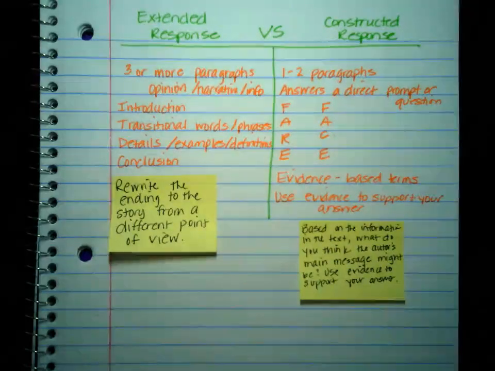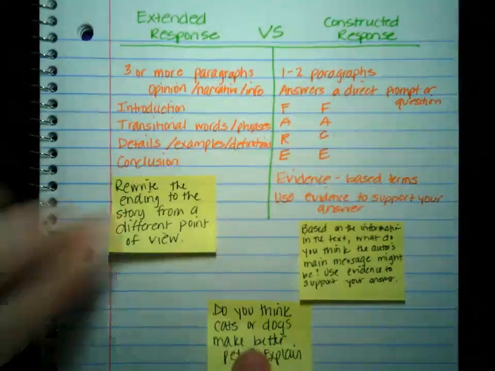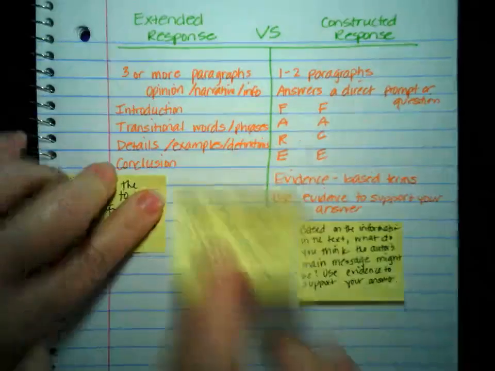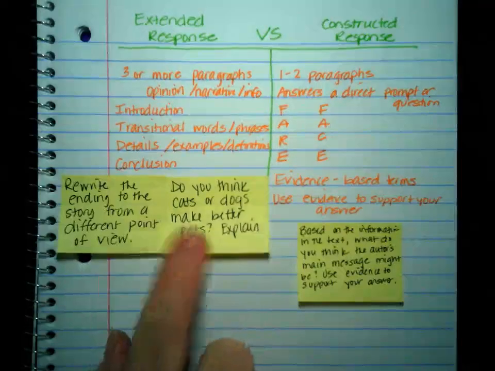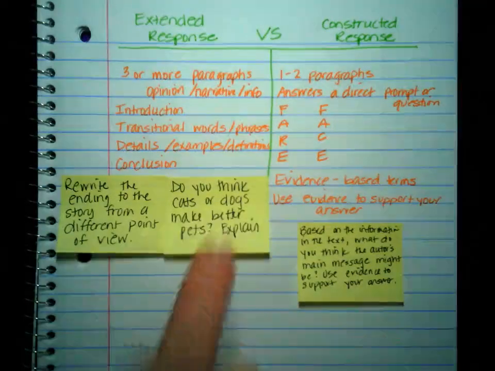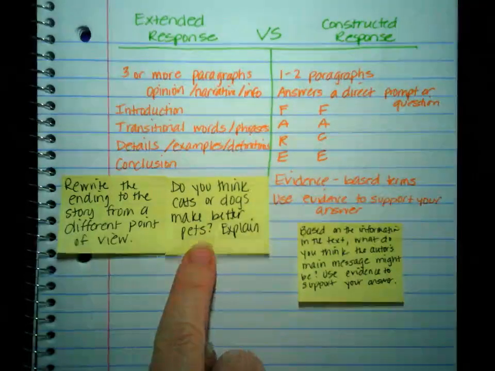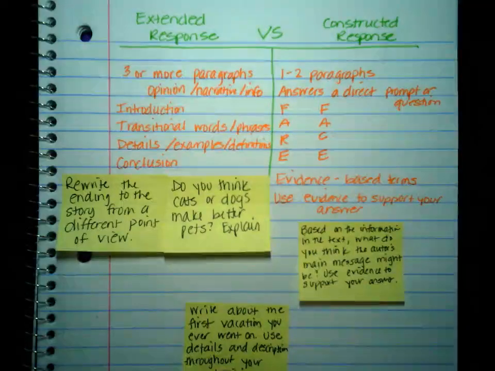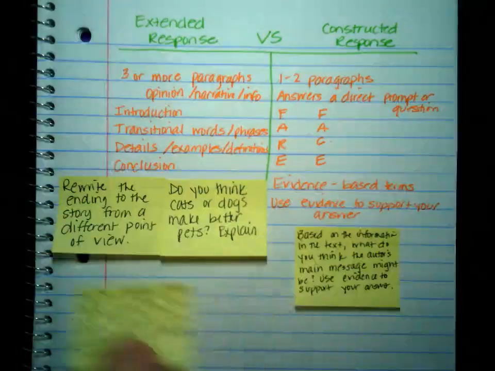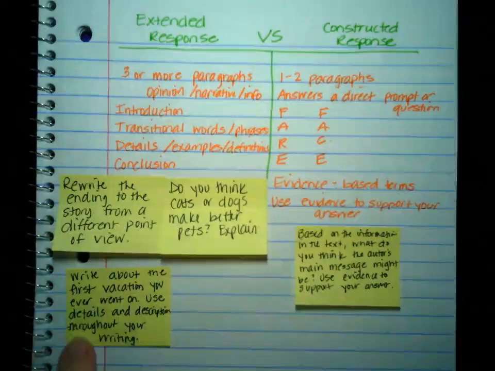The next one is, do you think cats or dogs make better pets? Explain. This is going to be an extended response, okay? This is going to be one of those prompts that is multiple paragraphs, 3 or more. You're using an introduction. You have 3 body paragraphs that explain why or why not, and then you have a conclusion. What about, write about the first vacation you ever went on, use details and description throughout your writing? This is also an extended response, okay? This would be a narrative story.